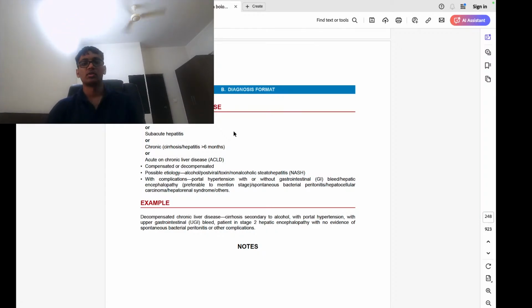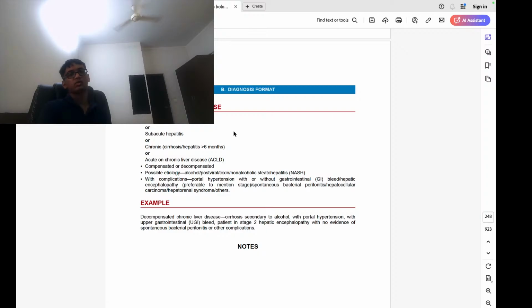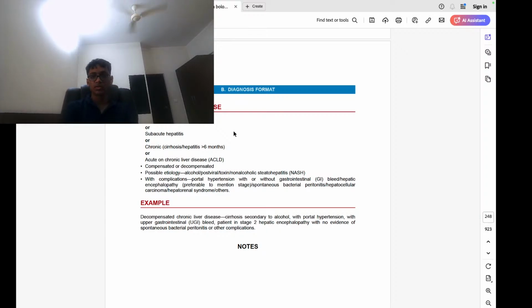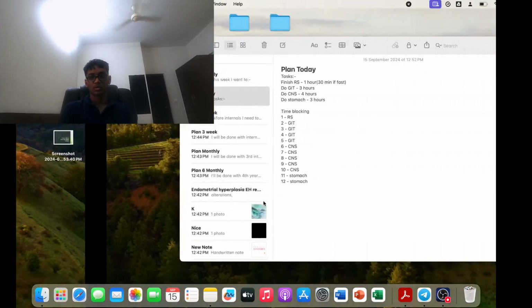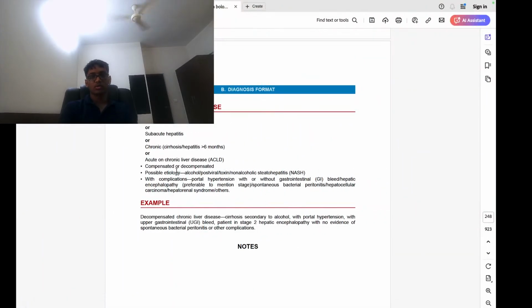So, diagnosis format: in case of cirrhosis or liver disease, you have to say acute hepatitis, which is less than 4 weeks, or subacute hepatitis, or chronic, which is more than 6 weeks. Subacute is between those two. Acute on chronic liver disease is when acute liver disease is seen even though the patient has chronic liver disease. And then compensated or decompensated.